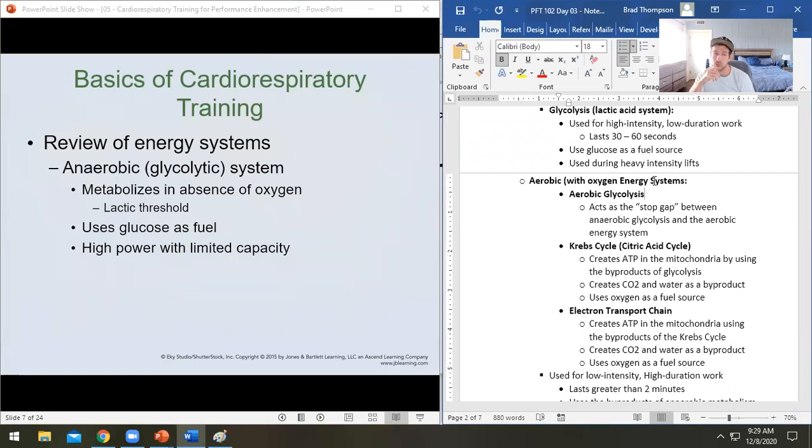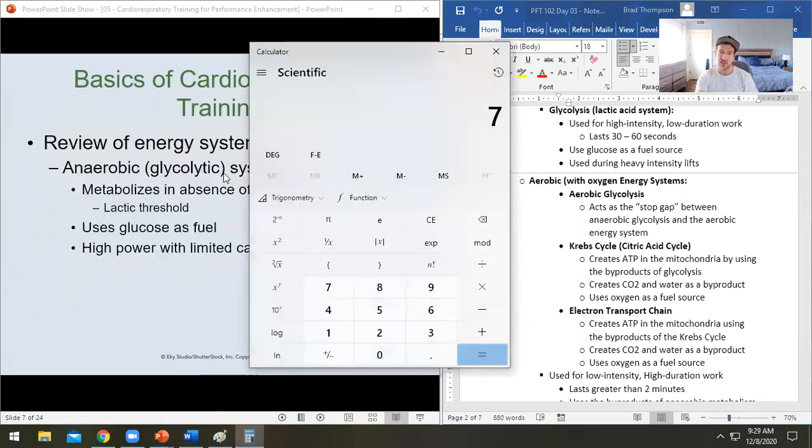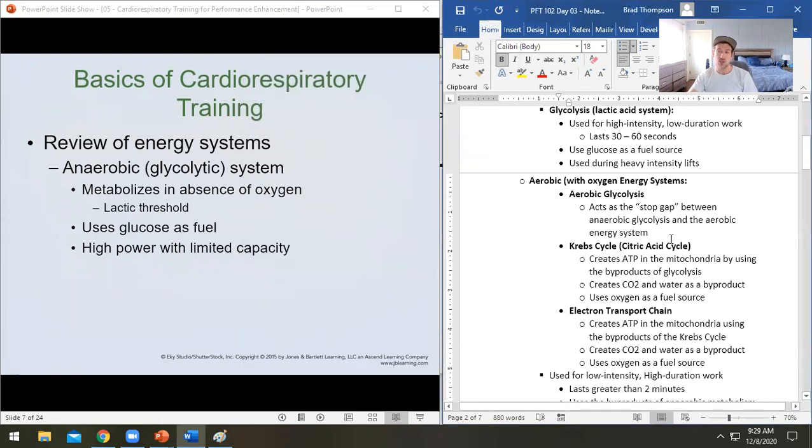And let's say I'm doing it at a really slow tempo. I'm doing it at a 4-2-1 tempo, right? That means that my eccentric portion is 4 seconds, my isometric is 2 seconds, and my concentric is 1 second. That means that I am going to be under tension for 7 seconds per rep. And if I'm doing 20 reps, 7 times 20, that's going to be 140 seconds. That's basically 2 minutes and 20 seconds to do this one set.